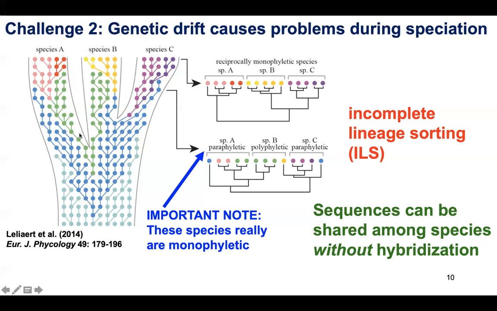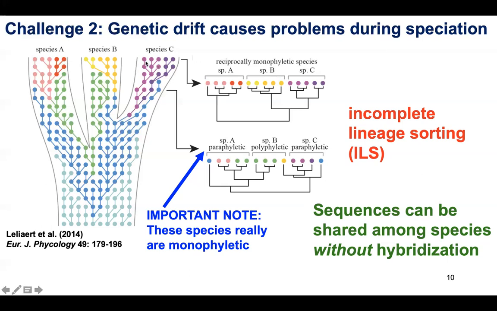But it's really important to remember that these species are actually, in fact, monophyletic. If you look at the species tree, you can see that all of these individuals are from species B, and these are from species C. But when you reconstruct it at this point in time, which is very, very close to the speciation event, you actually reconstruct a gene tree that shows the species are not monophyletic. And in fact, they are.